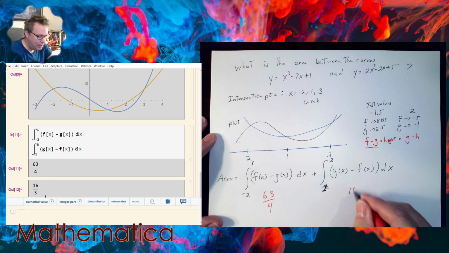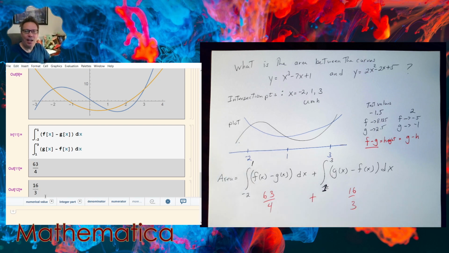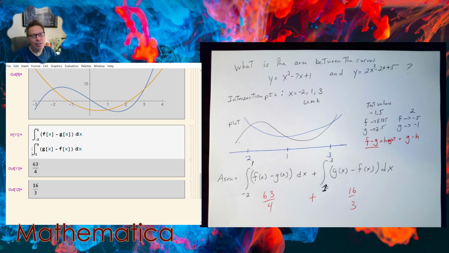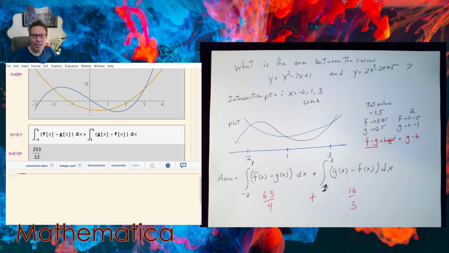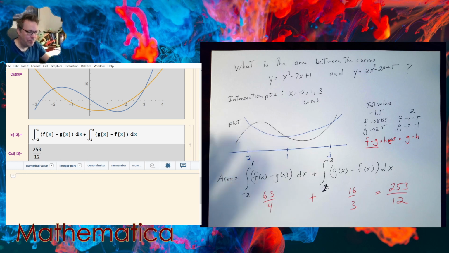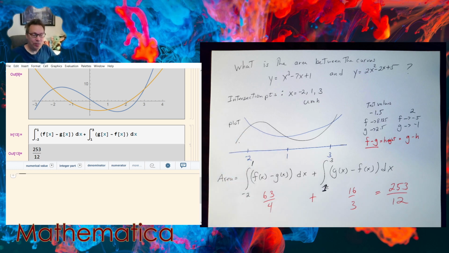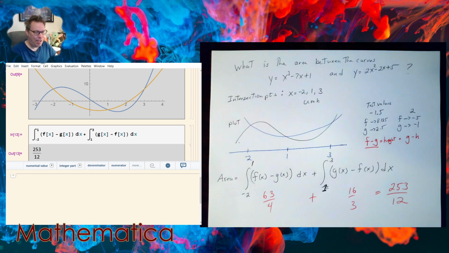I'll write down 16 over 3 here, and then I just need to add them together. Again, I'm going to be a little lazy and just put them on the same line with a plus in between. I get 253 over 12. So the area between the curves that I gave you is 253 over 12.